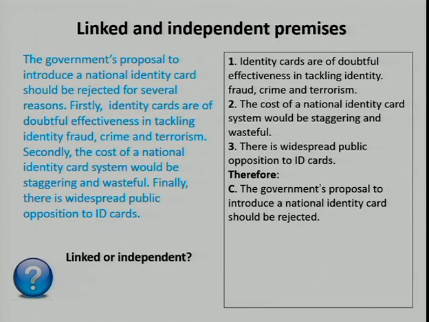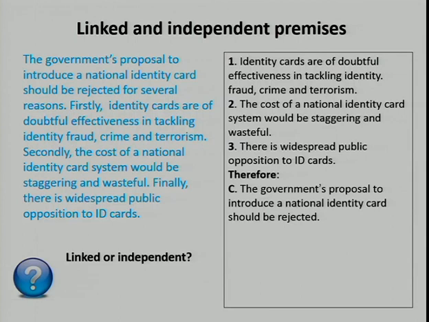Let's look at this one. Government's proposal to introduce national identity card should be rejected for several reasons. Identity cards are of doubtful efficiency in tackling identity fraud, etc. Second, the cost of a national identity card system would be staggering and wasteful. And finally, third, there's widespread opposition to the identity cards. So, would these be linked or would these be independent?